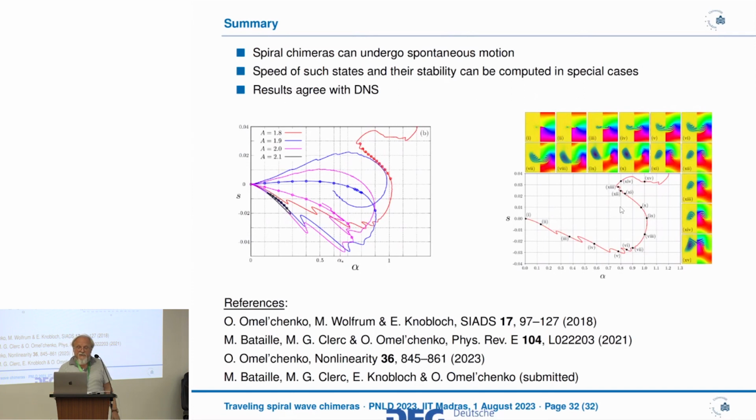We have seen that spiral chimeras can undergo spontaneous motion. In the case where I have heterogeneous oscillators, at least where the frequencies are drawn from this Lorentzian distribution, we can compute the speed of such states and their stability through the techniques that I tried to explain. And I've shown you that the results agree very well with the direct numerical simulations. Here are a couple of pictures that summarize the main results of the study, and then there are a couple of references at the end. So thank you very much for your attention.